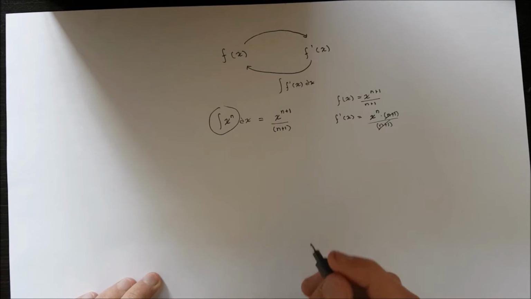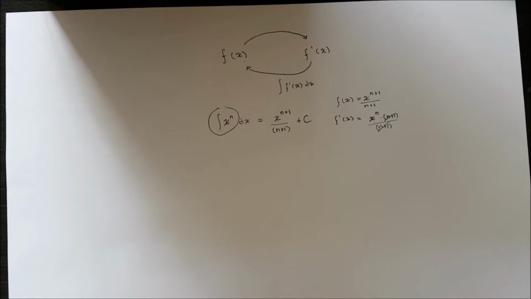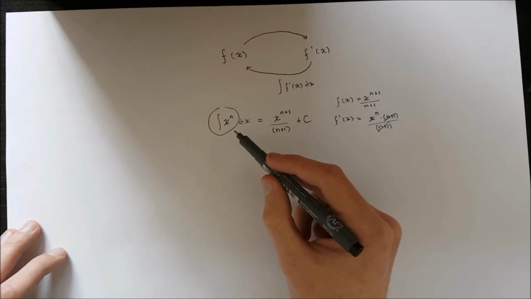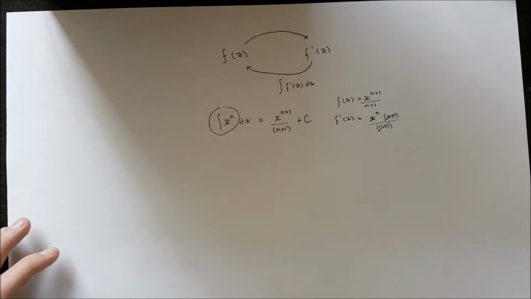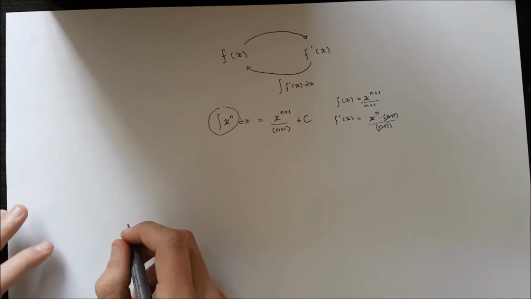Usually what we say is you also have to add a constant c to it, because when taking the derivative, the c is just going to disappear. It's just a constant number, and the derivative of a constant is 0. So we always add a c to it, a constant value. There are a lot of rules that are very similar to taking derivatives.